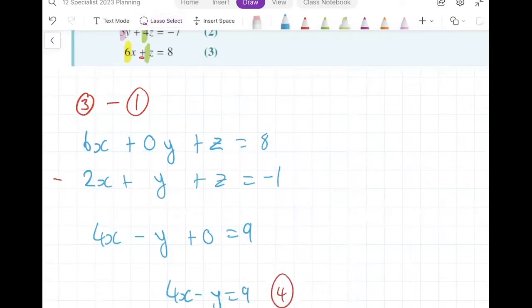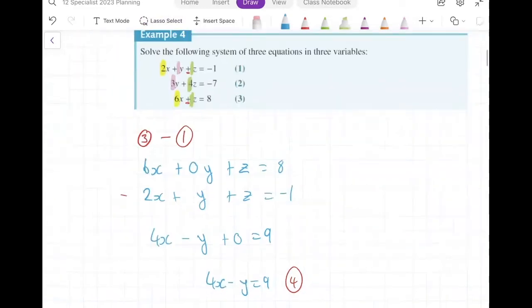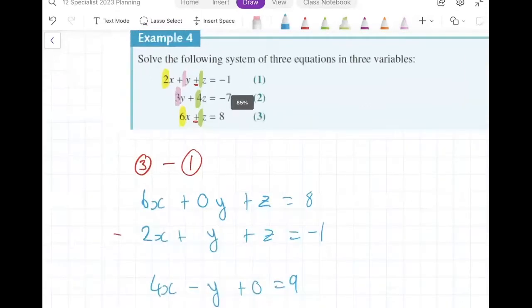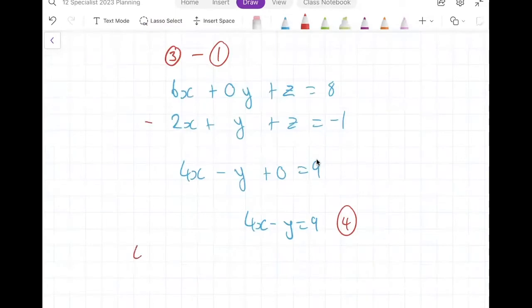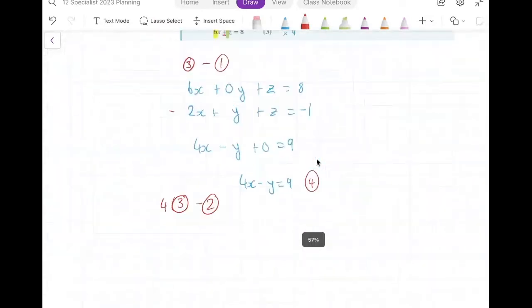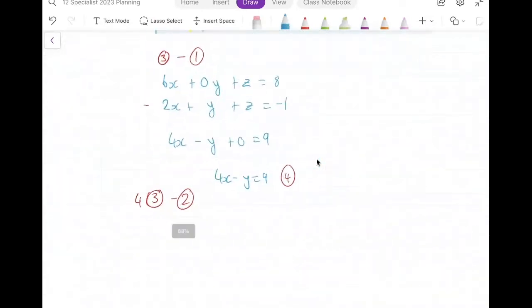So that's equation 4. Now, I want to generate another equation with just x and y, and then I can do my normal simultaneous equations method to solve. So if I have a look here, again, I want to make one of my coefficients the same. I've already eliminated my z for equation 4. So if I do 4 multiplied by 3 minus equation 2, that's going to become 24 lots of x.